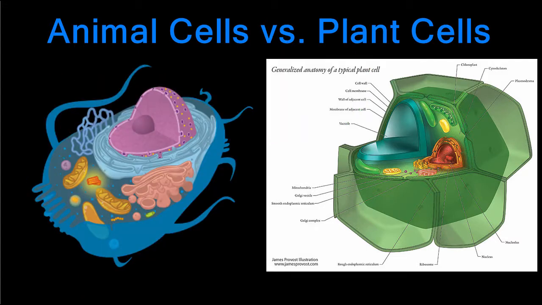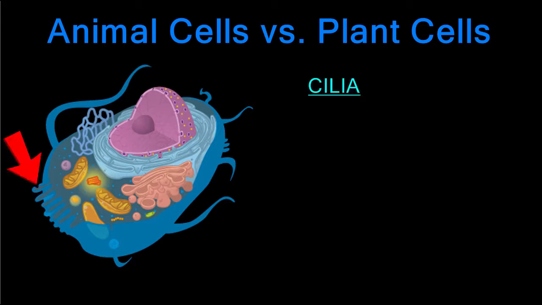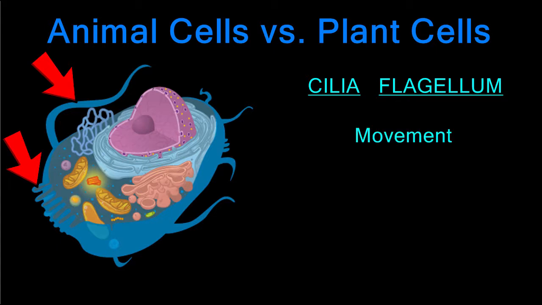As there are organelles found only in plant cells, there are also organelles found only in animal cells. Cilia are hair-like extensions that jut out from the membrane of an animal cell. A flagellum is a long whip-like tail. Both of these structures are used for movement. Since plant cells don't move, they have no use for these structures. They are found only in animal cells.